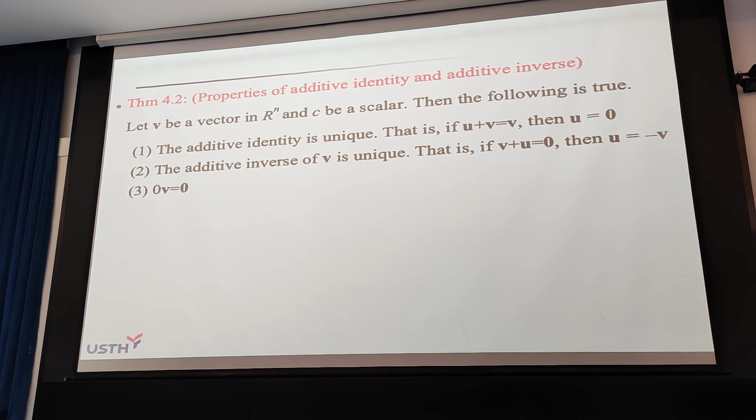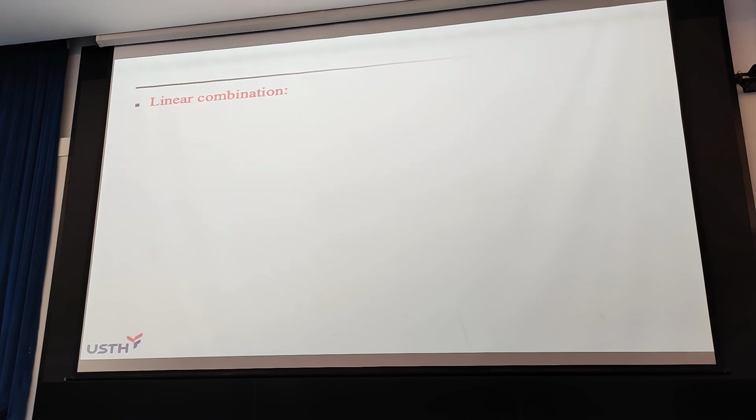And property number 3 says that if you take the number 0 multiplied by any vector v, you get the 0 vector. And if you take any number c multiplied by the 0 vector, once again you get the 0 vector. And the last one, number 5: if you have c multiplied by v equals the 0 vector, then c must be the number 0 or v must be the 0 vector. So that is the property of identity and the negative. Oh, that one is very easy to verify. I will not tell you about that.